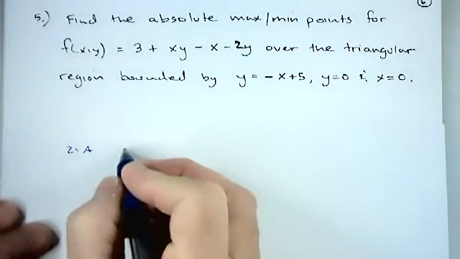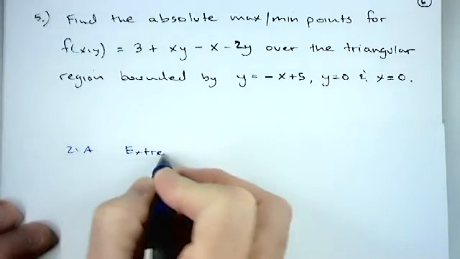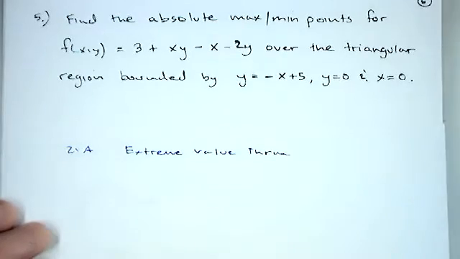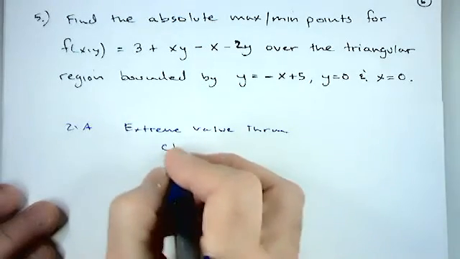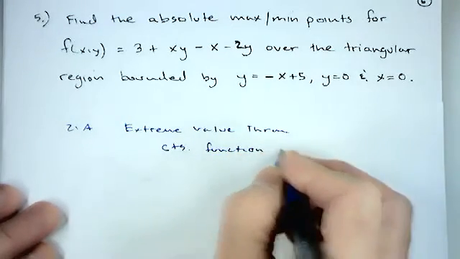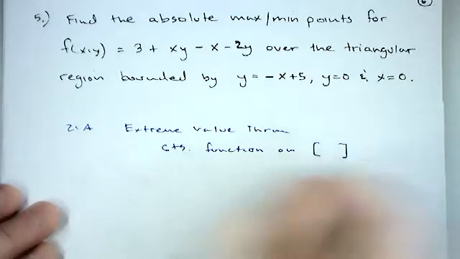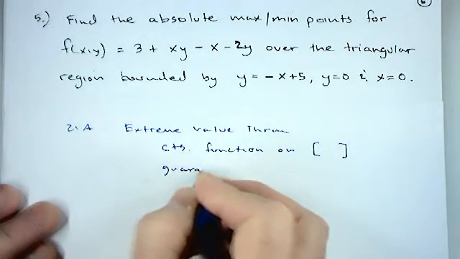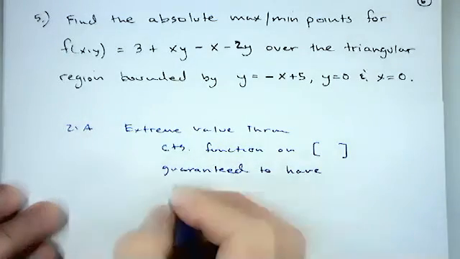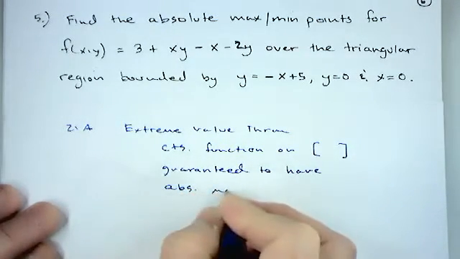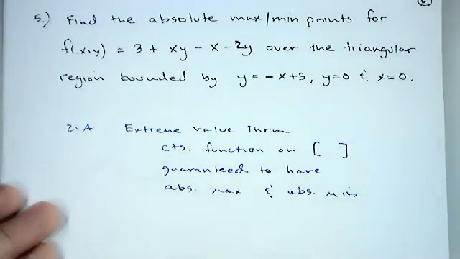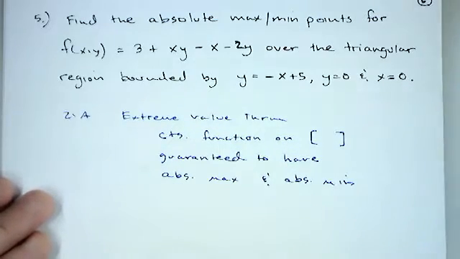In 21A, there's something called the extreme value theorem. What the extreme value theorem says is that if you have, of course, it has to be a continuous function on a closed interval, it is guaranteed to have an absolute max and an absolute min. Okay. This was early on in 21A.